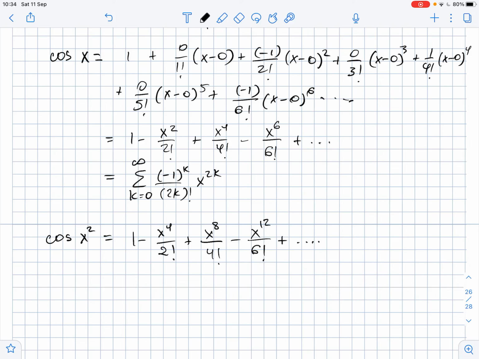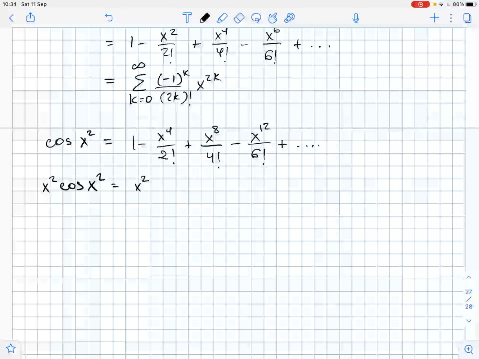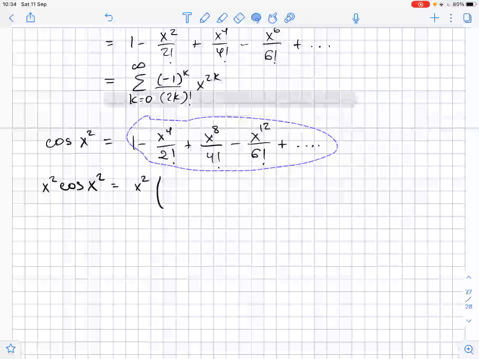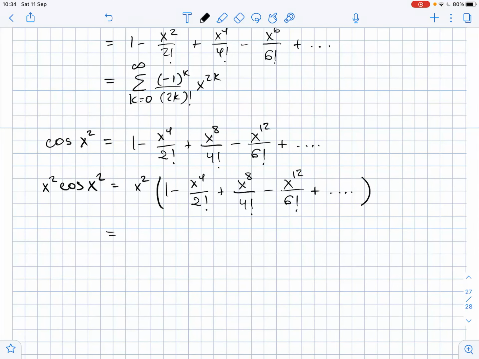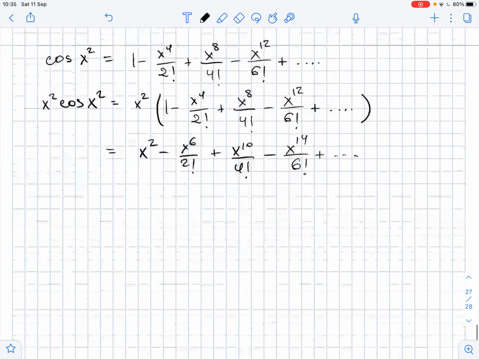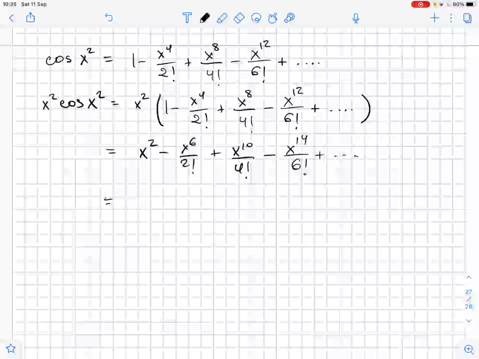Now to find the Taylor series of x squared times cosine of x squared, we multiply the Taylor series of cosine of x squared by x squared, and we get that x squared cosine of x squared equals x squared times this expression, then it equals x squared minus x to the 6th power over 2 factorial plus x to the 10th power over 4 factorial minus x to the 14th power over 6 factorial, and so on.